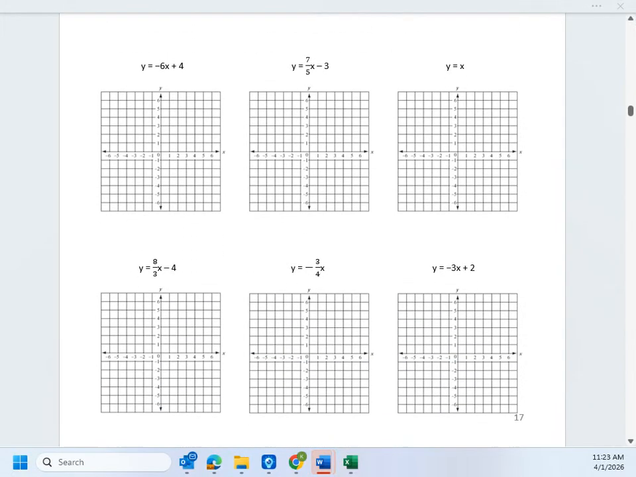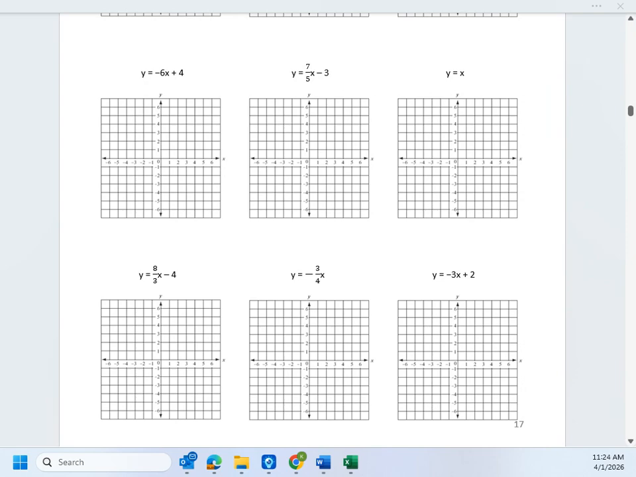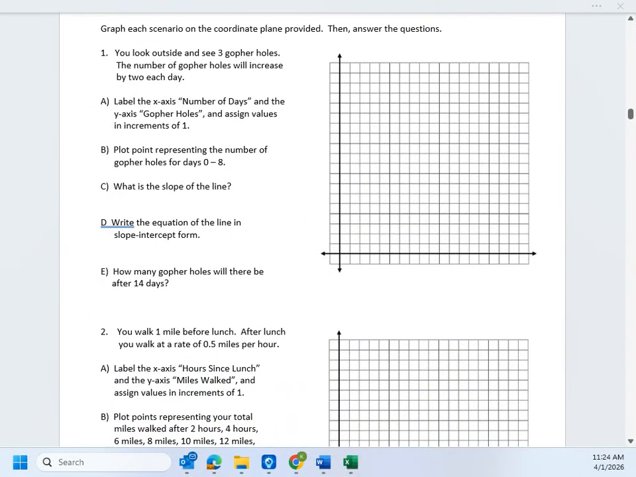All right, this page, it's all the same. Remember, when you have missings, y equals mx plus b, and all of a sudden we have y equals x, fill in the invisible math numbers. So you know what to put for your y-intercept, you know what to put for your slope. So when you get stuff like this, fill in those missing numbers. On our second page, there are 2 equations. It says graph each scenario on the coordinate plane provided, then answer the questions.